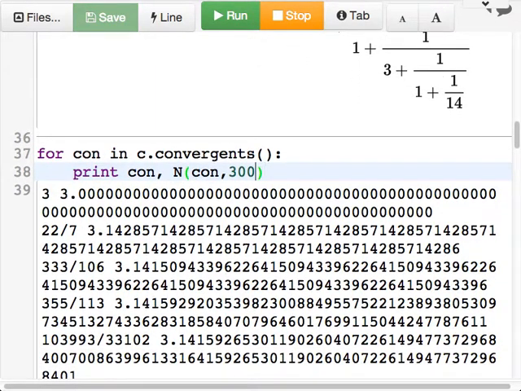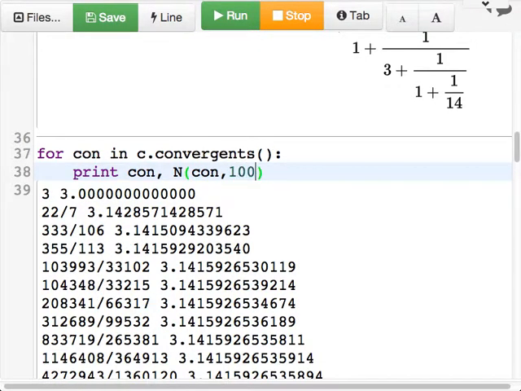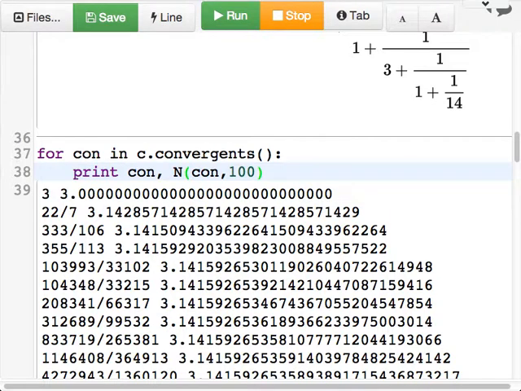That's kind of ugly. How about if I go to, say, 50 bits of precision? That's not so good. 100 bits. Okay. So the first convergents: 3.0, 22 sevenths, 3.14, 333 over 106, 3.1415, 355 over 113, 3.141592, 92, and then 103,998, etc. So see, each one is getting closer and closer to pi.